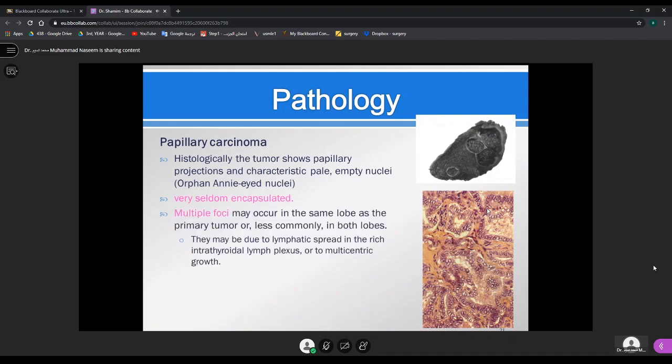And multiple foci may occur in the same lobe as the primary tumor, that is more than one swelling, or less commonly in both lobes. This is due to lymphatic spread in the rich intrathyroidal lymph plexus or due to multicentric tumor.